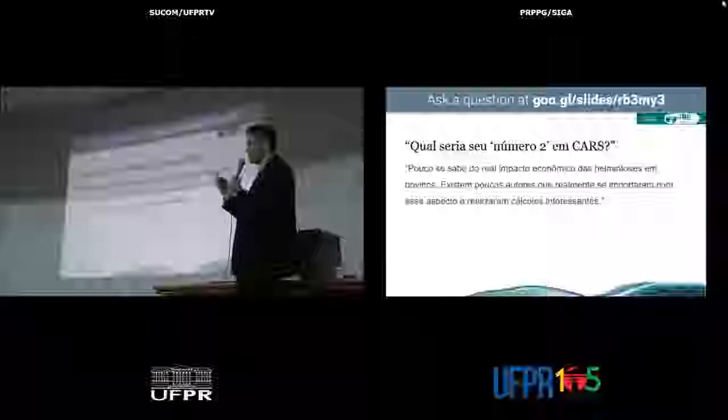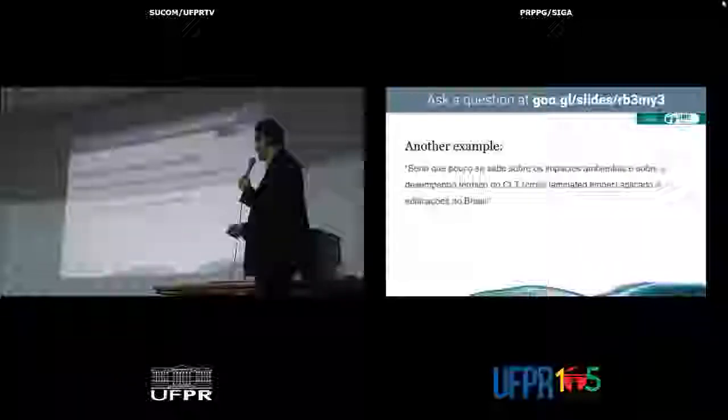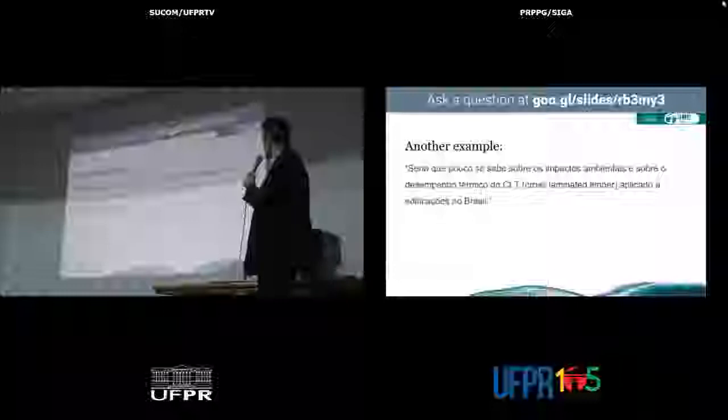I also asked you what your number 2 is, or your second move, as it's called in CARS. I'll let you read that. Here's another example. So there's lots of really good examples from people who have already begun to think about what their move 2 is, and that's good. You're building awareness, that's a good thing to have in your introduction.